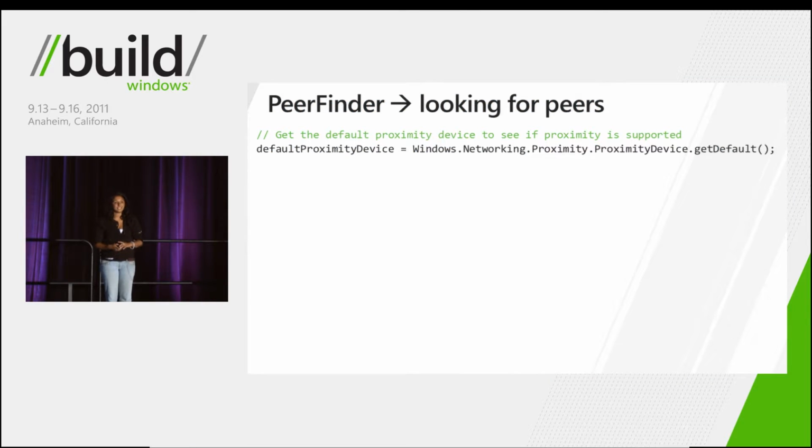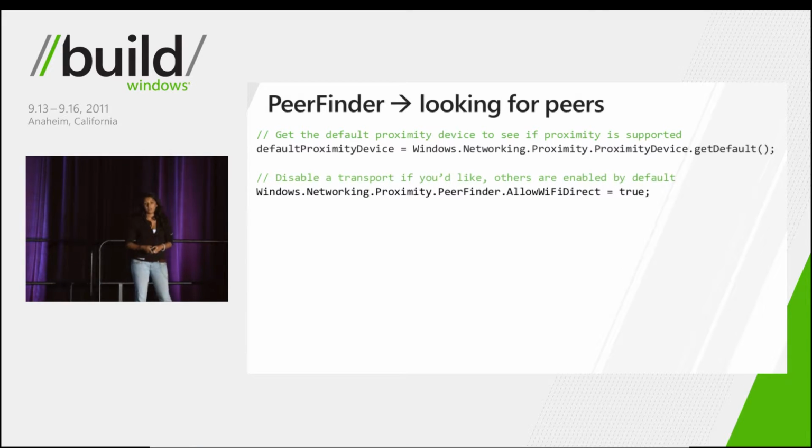So let's get into the code for how you can actually connect these applications together. We call this class the PeerFinder class. And the first thing you're going to want to do is get the default proximity device. And what this does is ensures that your PC has proximity enabled on the device.